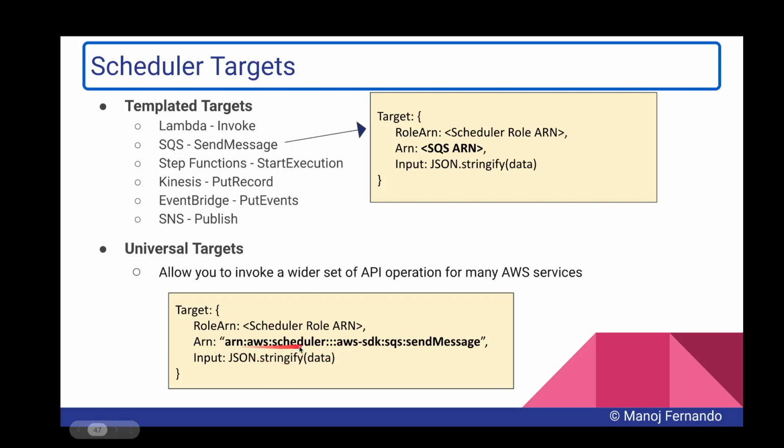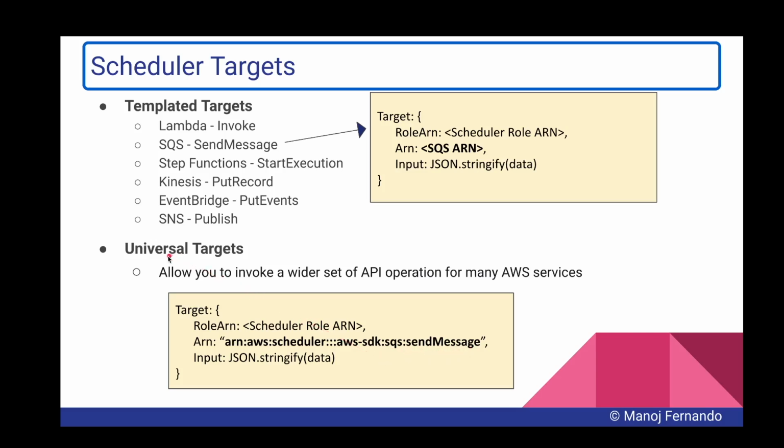So the ARN format is in this nature. If we want to invoke a Lambda function, again it's ARN:aws:scheduler:::aws-sdk:lambda:invoke. So like that, you can define the AWS service that you want to invoke and the operation. This is the AWS service and the operation.